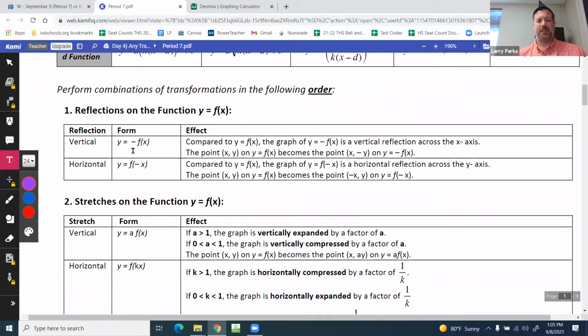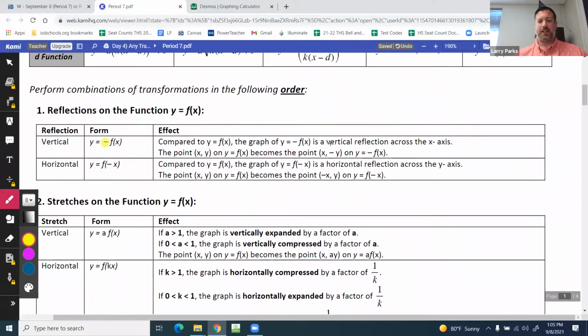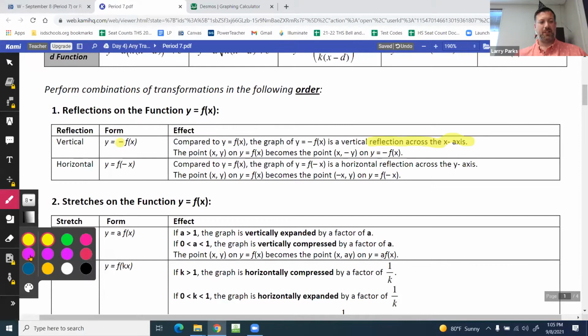So as a reminder, if I put a negative out here, so if there's a negative, we call that a reflection across the x-axis. Okay. And if there's a negative here, which we're not going to focus in on, it does a reflection across the y-axis.